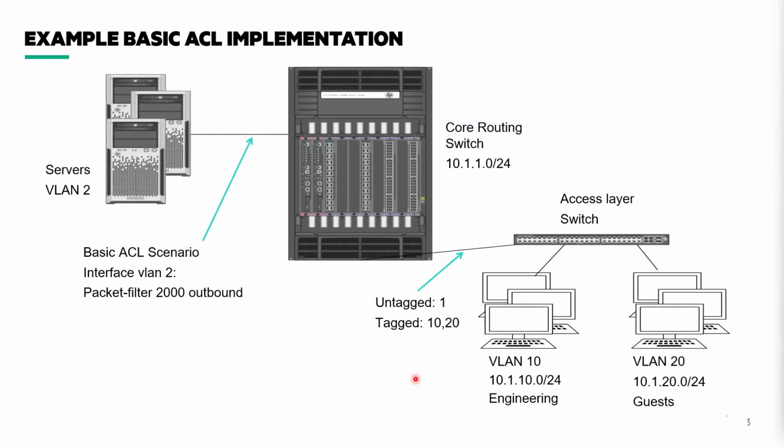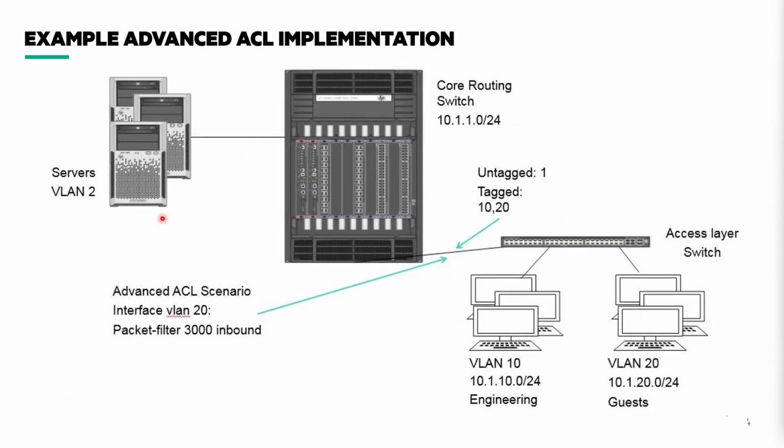Now some examples of applying an ACL, a basic ACL. Remember, a basic ACL can only filter based on the source IP. It means when I need to apply it, I need to apply it as close as possible to the destination, to filter that source IP. In the case of an advanced or extended access control list, we can apply it wherever, but logically, we should apply it as close as possible to the source, and that makes more sense.